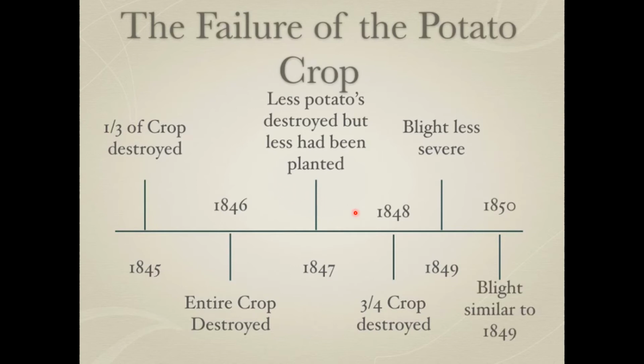In 1848, three-quarters of the crops were destroyed, so this was another year to decimate the country. In 1849, the blight was less severe, and things were starting to look up from then. And in 1849, the blight was also similar, so it was less severe.